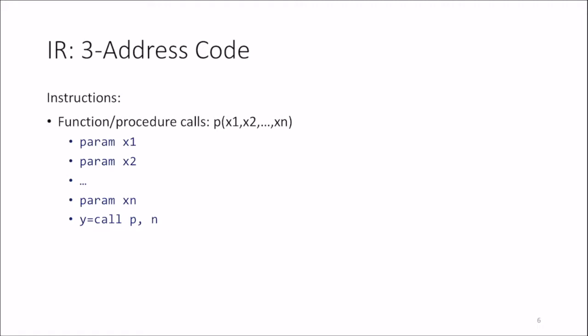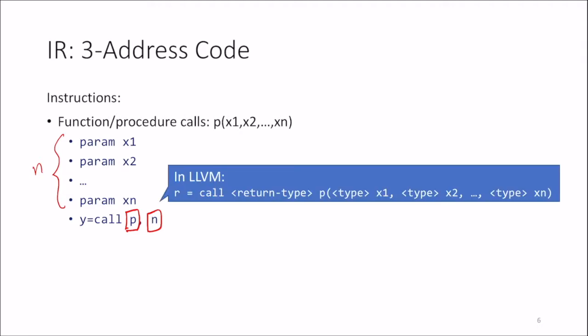Other types of instructions are function calls. In some intermediate representations, you have to lay out all the parameters to the function first, compute them one at a time, and then call the function p, in this case, with n arguments. It takes these n arguments from here. There are exactly n arguments computed there. Each argument has to be computed first, and then you call the function. In LLVM, this is simplified a little by using the call command, which calls the function p, and all of the variables are just listed over here.